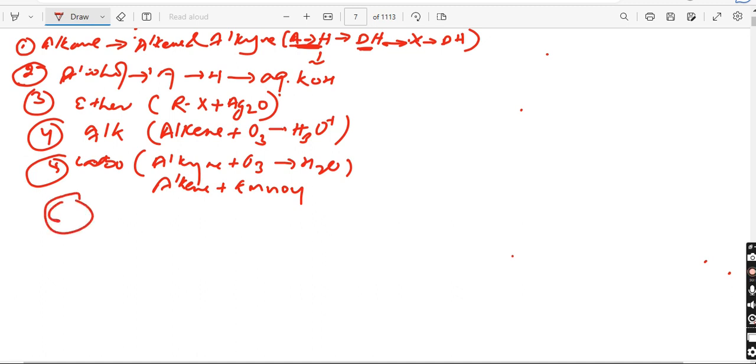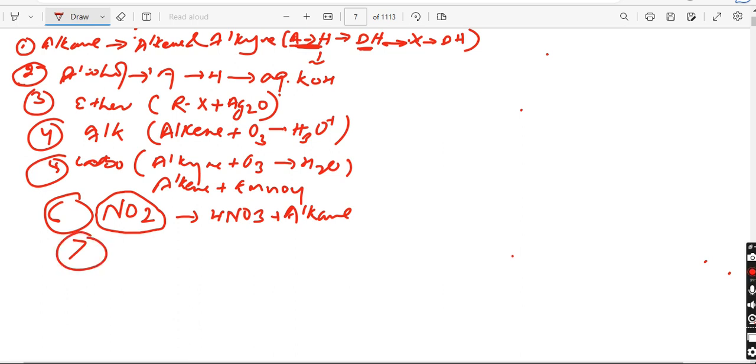Then we converted into nitro compounds. How did we convert? By reacting HNO3 with alkane. Seven, how did we convert to amines? By reducing nitroalkane. There was nitroalkane and it was reduced by Sn plus HCl, right? Then we converted into cyanide, and then we used LiAlH4.